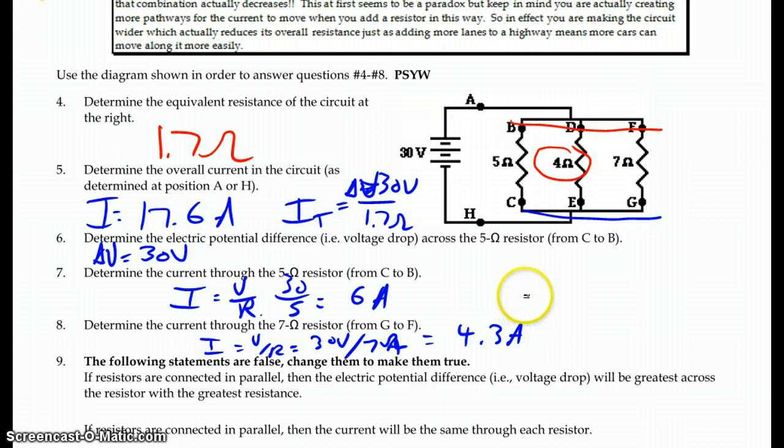Okay, now we could make a quick check here just to make sure everything's going okay. We know we're putting in from the battery 17.6 amps of current. And we know that we got 6 amps going this way and 4.3 amps going this way. Now, if all goes well, the difference should be going up this way. So let's check that one. That's 30 divided by 4, and that's 7.5.